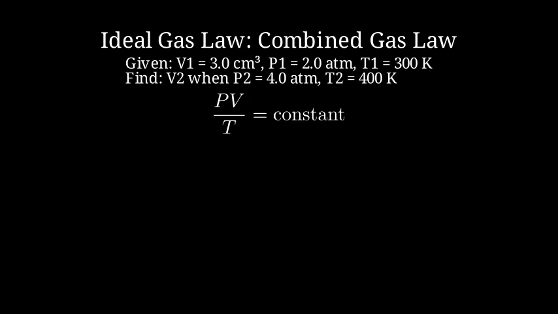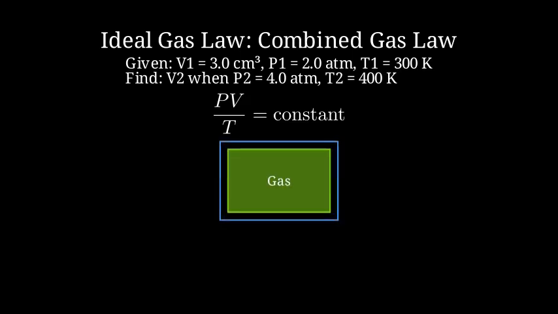We will start with the equation PV over T equals a constant. Let's picture the gas in a container. When the pressure increases and the temperature changes, the volume must adjust to keep the ratio PV over T constant. Here is a simple diagram of the gas container.